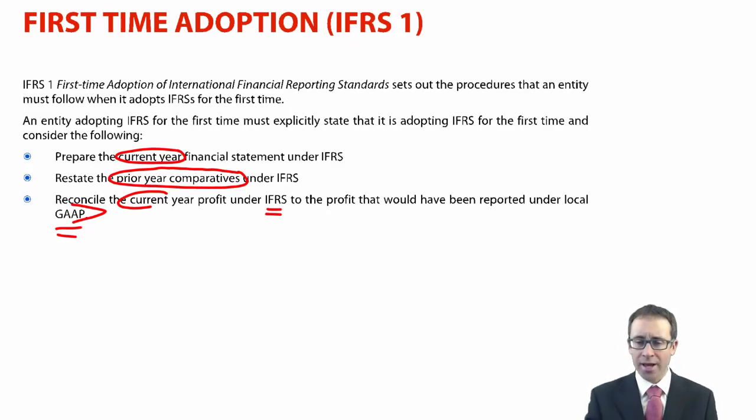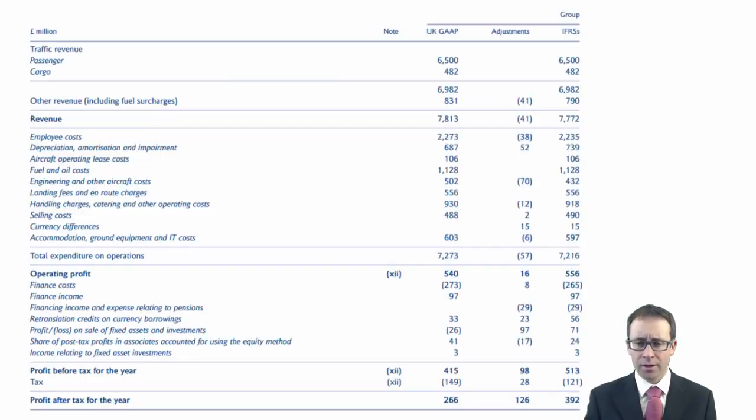And again, you're not likely to have to do any of that. I'm just going to show you a disclosure note. I think it's from British Airways' financial statements for the year ended 2006, which is when they moved from UK reporting rules over to international reporting rules. And what you can see here is the disclosure note that reconciles the profit under UK rules to that under international.